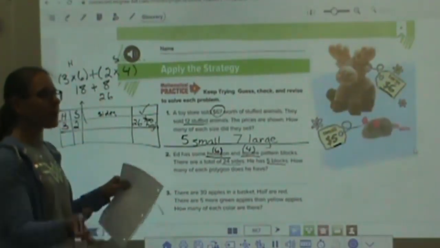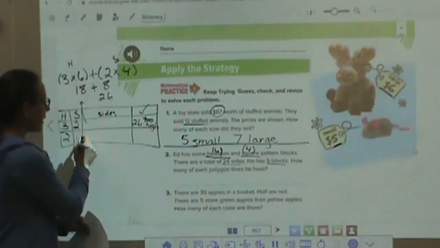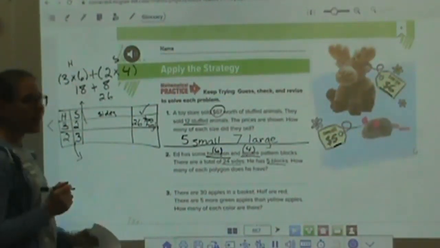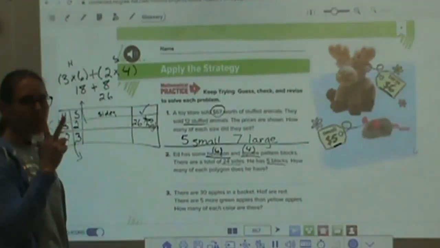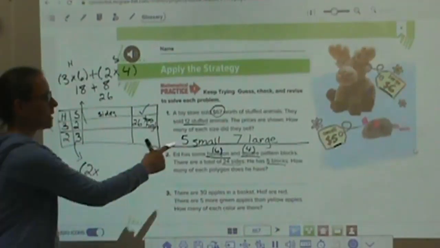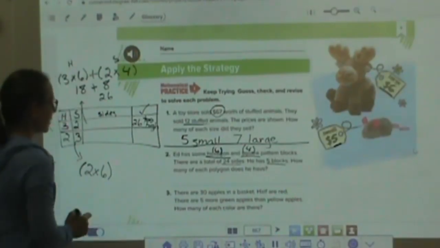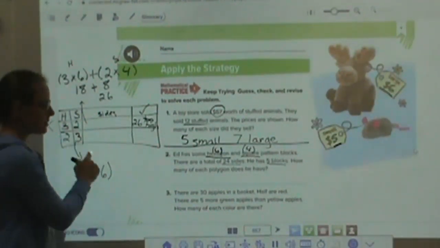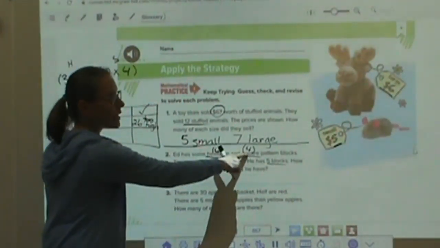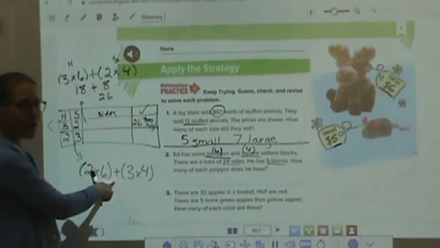Let's just guess and check by reversing those 2 numbers. Let's say they have 2 hexagons and 3 squares. Again, we're just guessing. I'm going to write this down here. Now we're going to figure out the number of sides that 2 hexagons have. So we're going to do 2 times 6. Each hexagon has 6 sides. And the sides of the squares? 3 squares times 4 sides of each square. And then we're going to add those together.